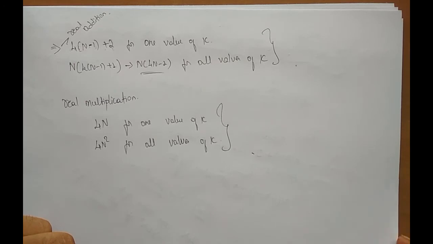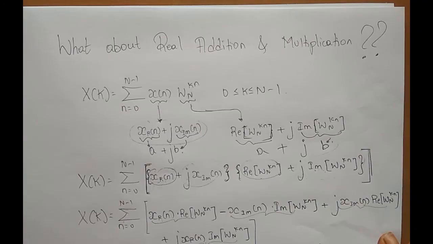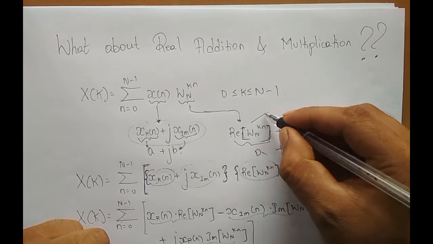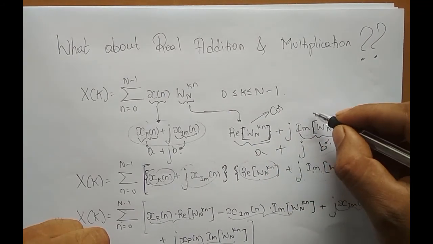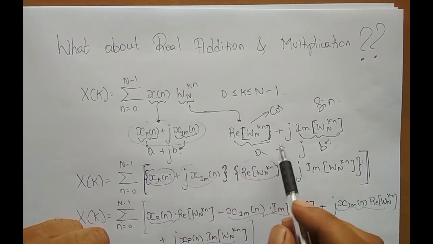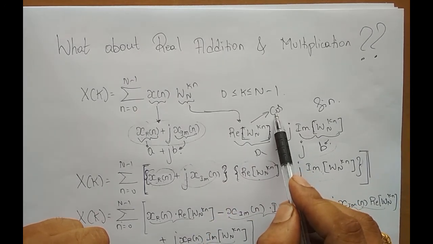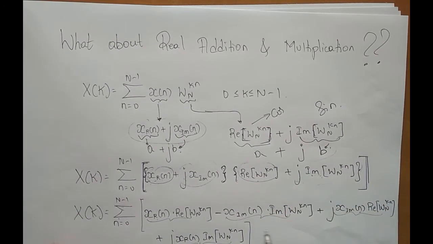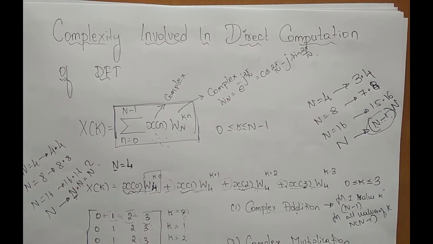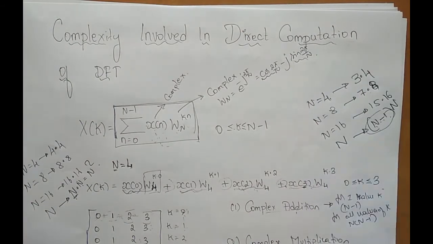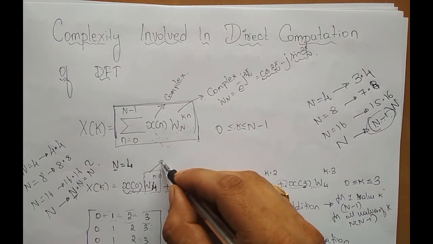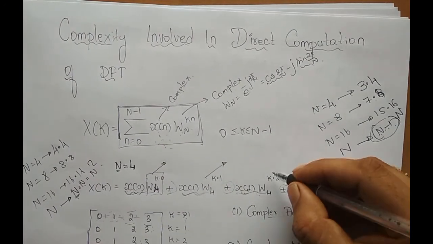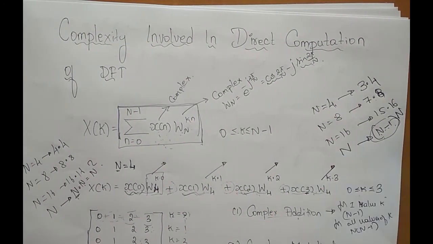And one more thing, how many trigonometric terms does it require? So basically what is this? The real part is cos, and plus j into this is sine, right? So for one value of k, cos is one trigonometric function and sine is another trigonometric function, right? So this requires two trigonometric functions, this requires two trigonometric functions, for this it requires two trigonometric functions, and for this it requires two trigonometric functions, right?